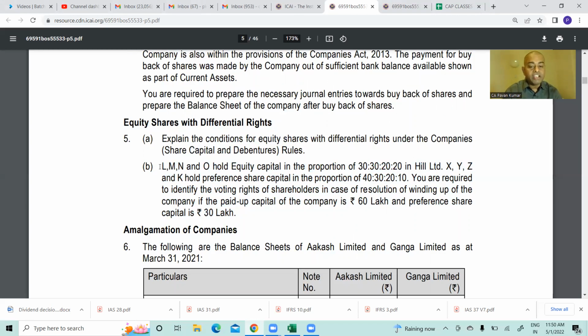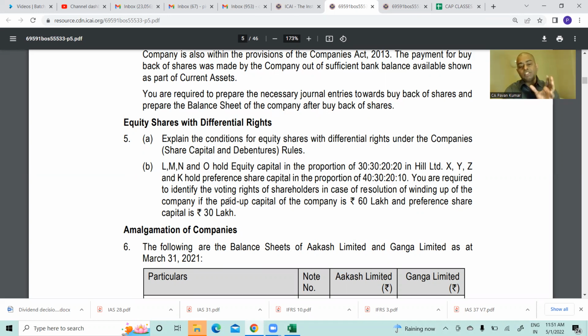Vrinda madam, can you read 5B please? Yes, sir. L, M, N, and O hold equity capital in the proportion of 30:30:20:20 in Hill Limited. X, Y, Z, and K hold preference share capital in the proportion of 40:30:20:10. You are required to identify the voting rights of shareholders in case of resolution of winding up of the company if the paid up capital of the company is 60 lakhs and preference share capital is 30 lakhs.